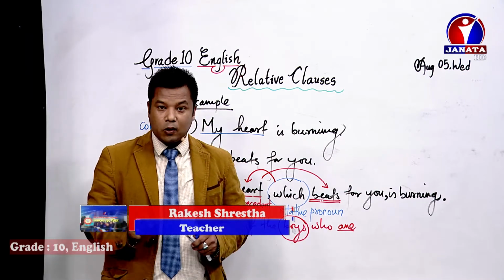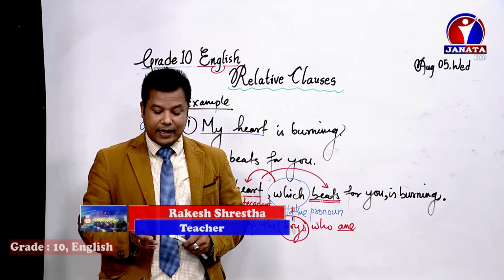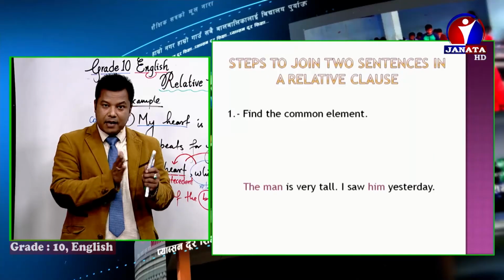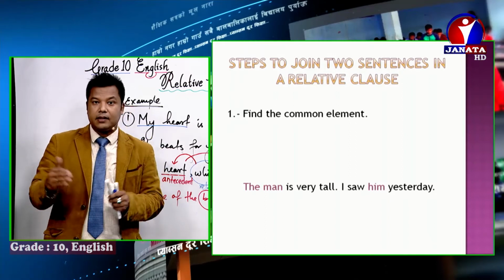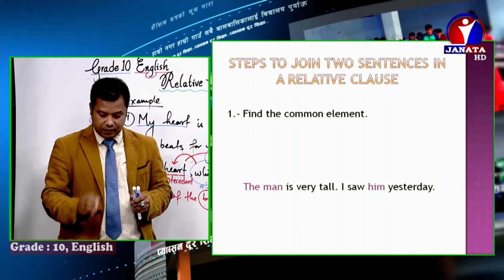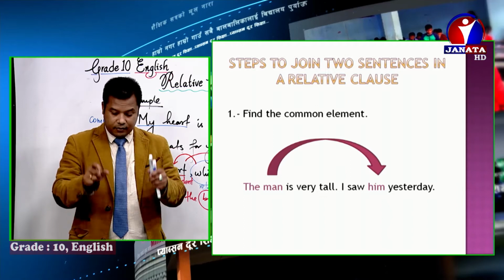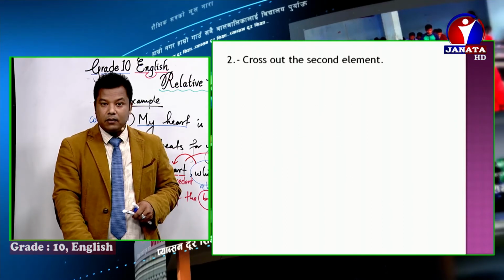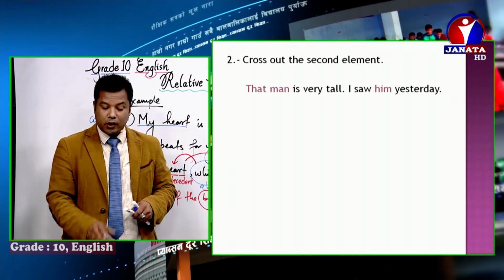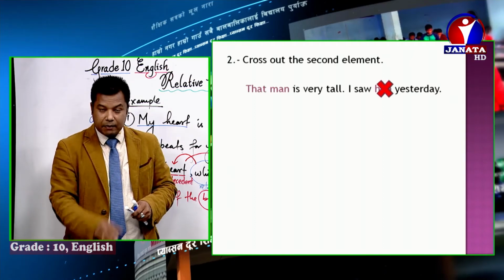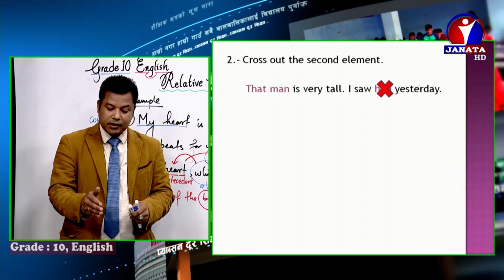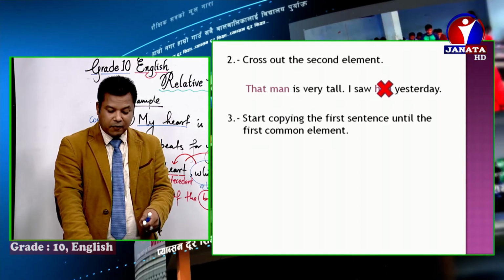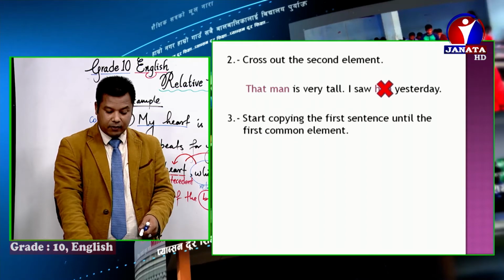The man is very tall. That is the first sentence. I saw him yesterday. Now, if you identify the common element, they're highlighted. The man in the first sentence and him in the second sentence both mean the same. The arrow shows you that. Step 2, cross out the second element because you're not going to use that. So probably this is how you're going to study. Crossing out. Why? The next step will explain that.